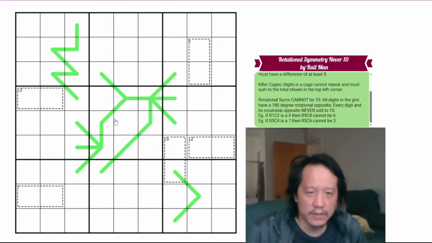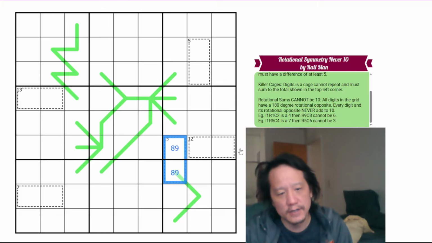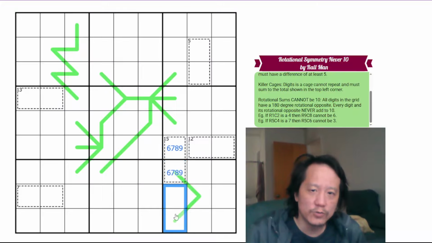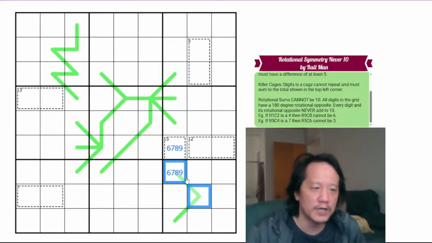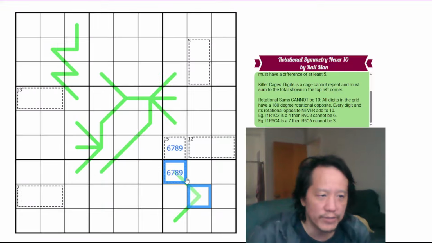Let's go. Okay, the only digits adding up to 15 are 6 through 9. Also, on a German whisper line, or a whisper 5 line, as I like to call them, you'll always alternate between high digits, which are 6 through 9, and low digits, which are 1 through 4.